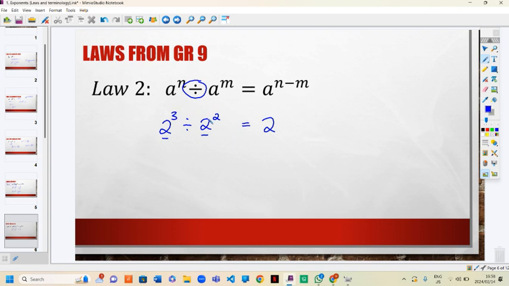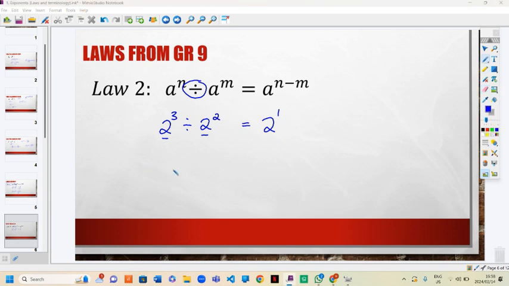Now look at the exponents. What must I do with the exponents when I'm dividing same bases? I subtract. So what is 3 minus 2? It's 1. Awesome. So the answer is just 2. Let's check ourselves. What is 2 to the power of 3? 8. Divided by 2 to the power of 2? That's 4. And what is 8 divided by 4? 2. So I am right. You can always check yourself like that.